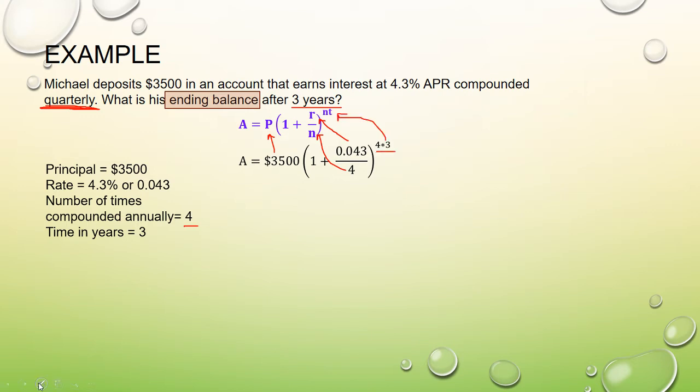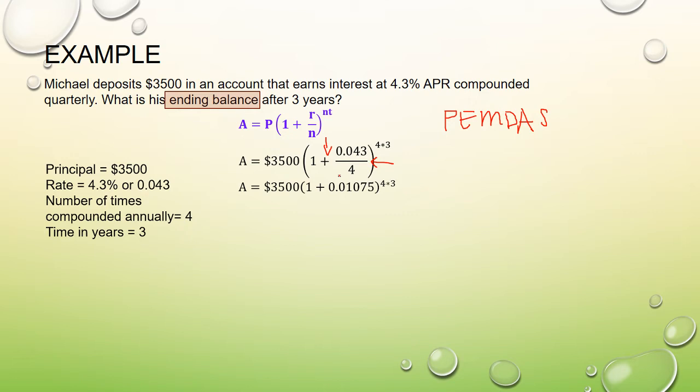Alright, now we have to worry about order of operation. That's PEMDAS. Alright, so we're going to start off with the P, which is parenthesis. Let's do everything inside the parenthesis first. But even within the parenthesis, we have 2 different operations. We have addition and we have division. This fraction bar is really division. So we're going to do division first. If you divide 0.043 by 4, you should get 0.01075.